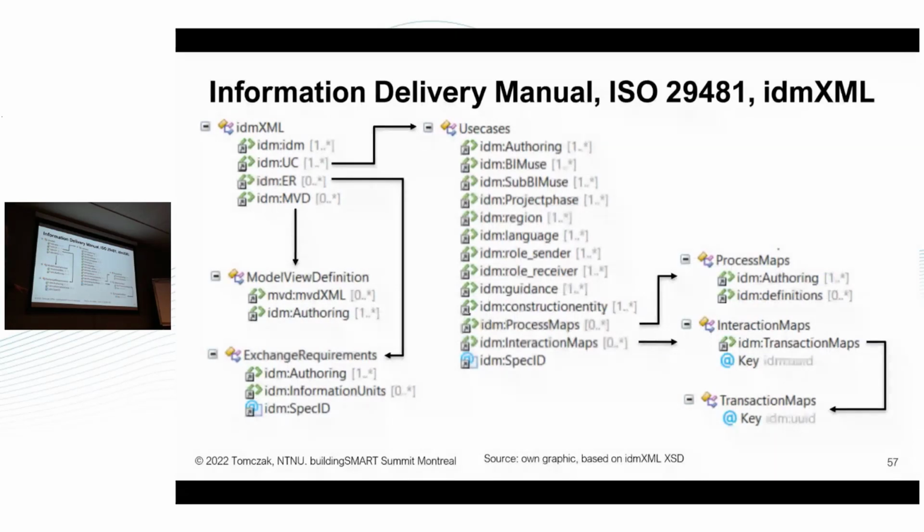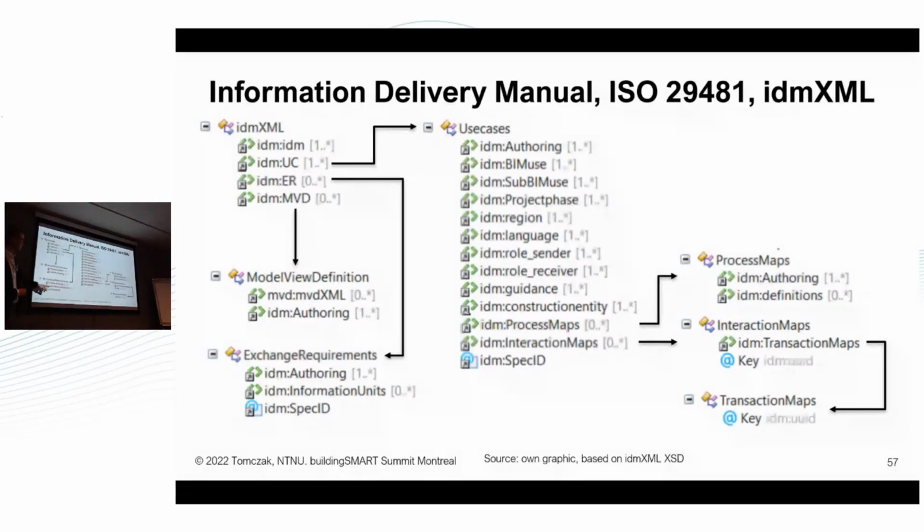And I put here, sorry, before we go to MVD, I also have here an image that shows you how IDM XML, which is like a data readable format to structure your IDM, what it has. So it has the use cases. For example, a use case could be that a manufacturer should pass the information about the quality of the concrete and so on. And in that use case, you should have process maps, which are those diagrams in BIM. It should have interaction maps that also have transaction maps and so on.